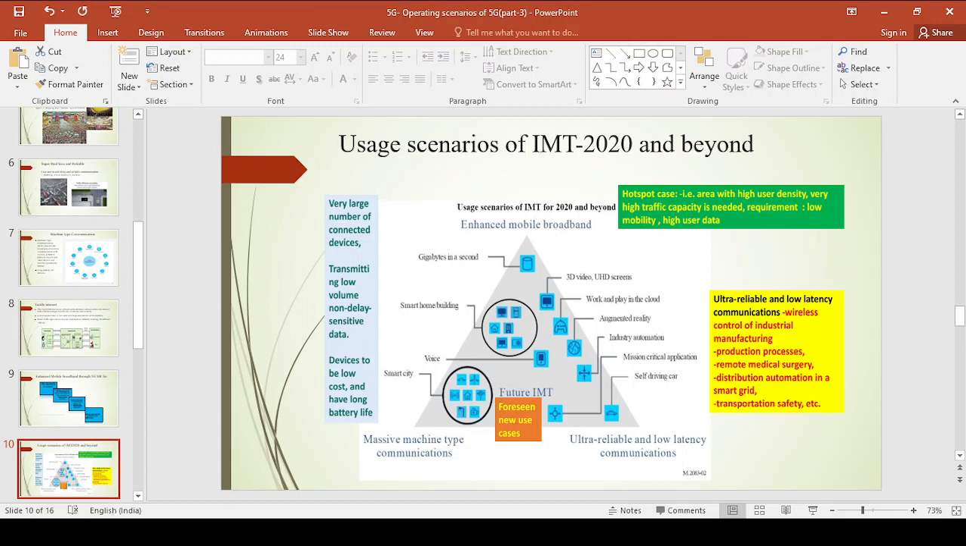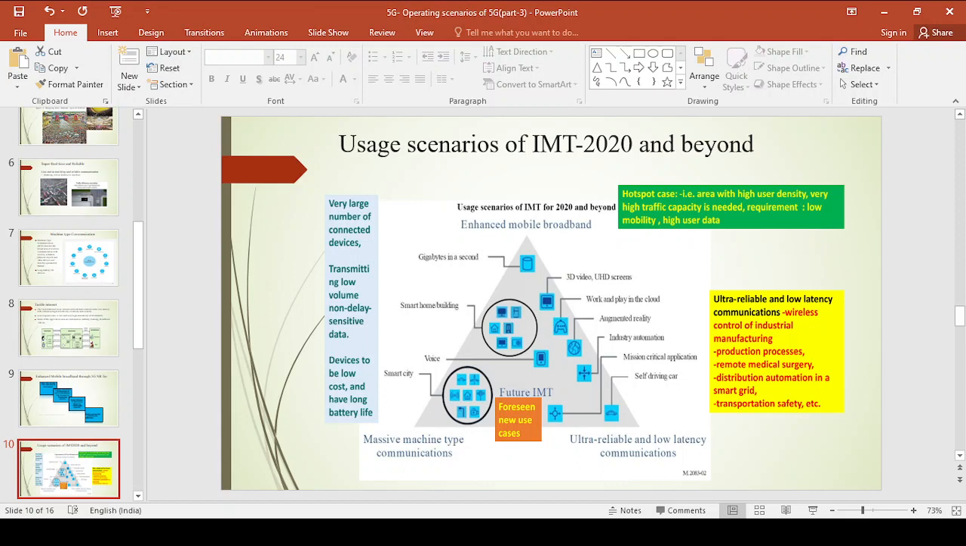Now this enhanced mobile broadband can be used in the area with high user density and where very high traffic capacity is needed. And next we have low mobility, high user data. These are the places where we require enhanced mobile broadband. These are the places where we require the usage scenarios of enhanced mobile broadband.